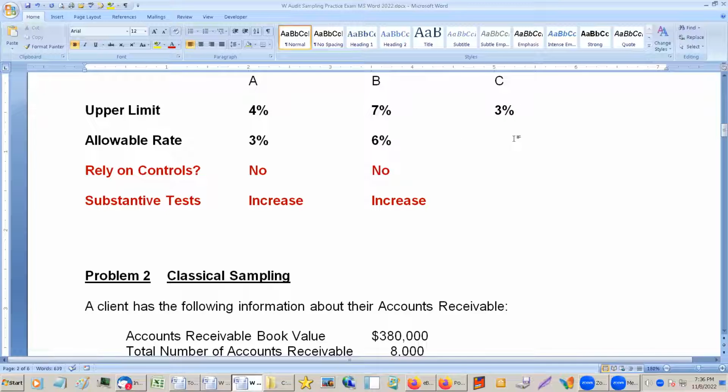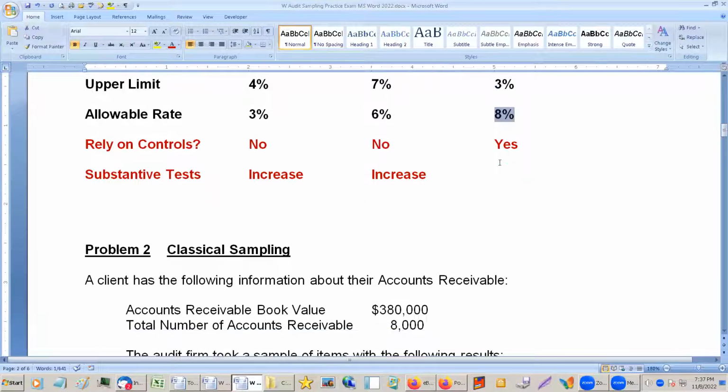Okay, now I'm going to pick one. 8. Are you okay? We can do 8. Can we rely on it? Yes. Good. We can rely on it. And if you're confident enough, this is kind of a big difference. You might even rely on the internal controls more. It's possible that you decrease your substantive tests, because it's less likely there's going to be a problem.